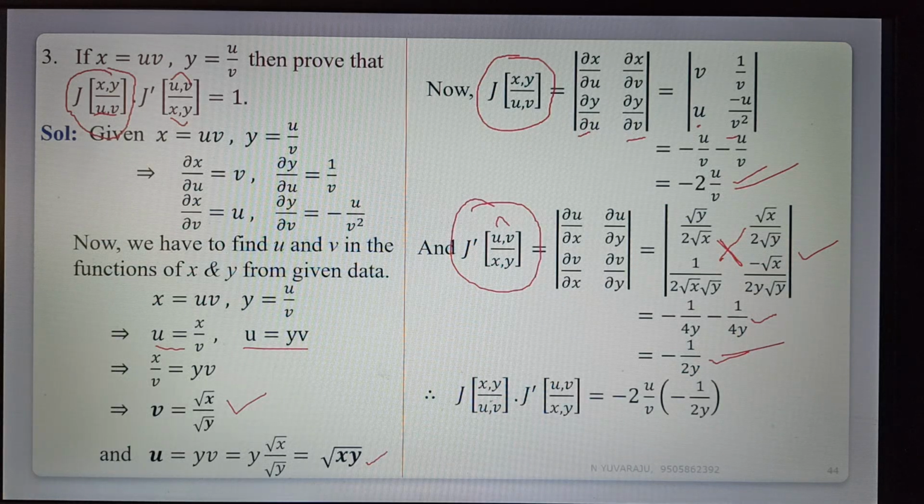Product of both, J of x comma y by u comma v into J dash of u comma v by x comma y, that is equal to product of both, minus 2 into u by v into minus 2 by y, that is equal to minus 2y. Substituting minus 2y into minus 2 by y, that is equal to 1. So this is the first Jacobian, and its reverse Jacobian is equal to 1. So the property 1 is proved.